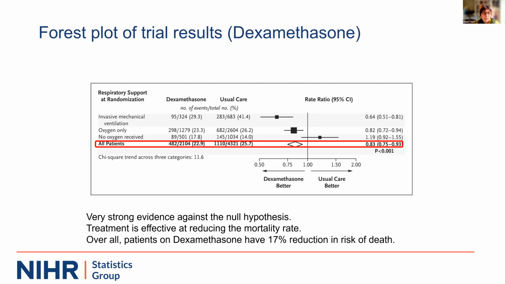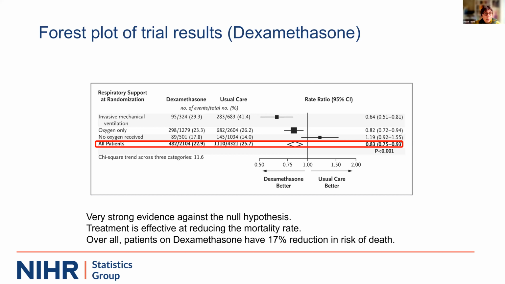And so you can see that the diamond in this case is going well below the null value of 1. If there was no difference between those treatments, we would expect the rate ratio to be very close to 1. But we seem to have evidence here that dexamethasone is definitely better. The p-value for that comparison is 0.0001, so it's very strong evidence against the null hypothesis. On the forest plot, we've got the direction and the confidence interval around that measurement on the graph. So overall, there's very, very strong evidence that this is an effective treatment.